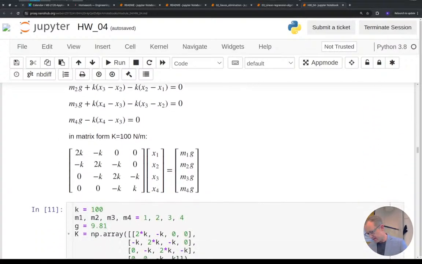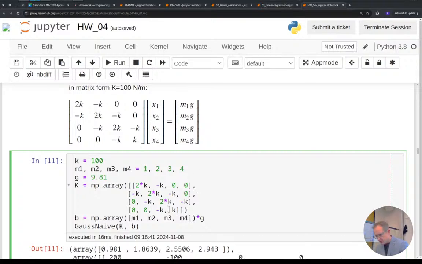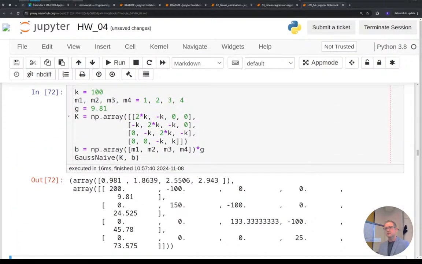Yeah, that's it. Once we set up all of these constants and the matrix, then we can use Gauss naive, we can use linalg.solve, but we end up with, all right, here's the positions. Basically 1, 2, 3, 1, 2.5, 1, 2, 2.5, about 3.